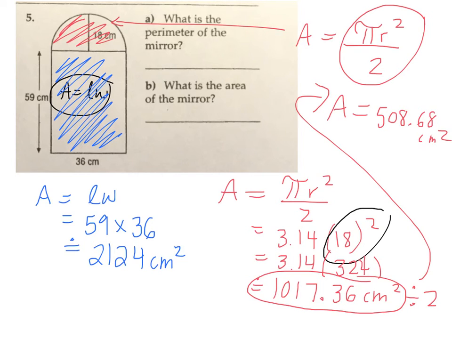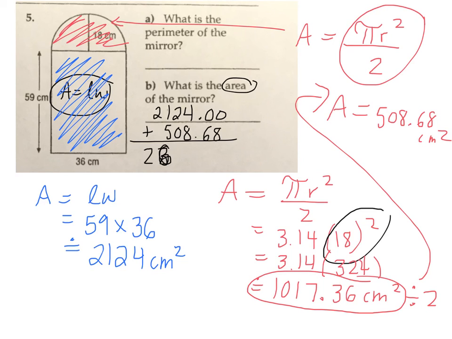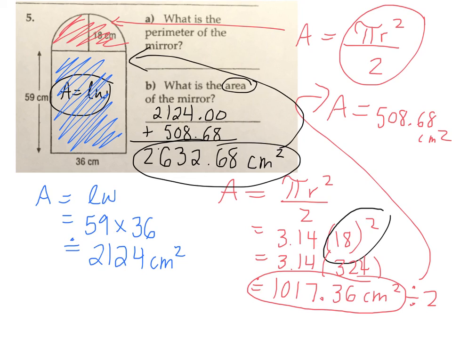Now that's the area of the semicircle, and the rectangle, but we want to know the total area. So how do we find the total area? Add them together. So 2,124 plus 508.68. And when we add those together, it's 2,632.68. Let me just fix that, this is a 6. So 2,632.68 centimeters squared is the total area of this mirror. It says that it's a mirror.